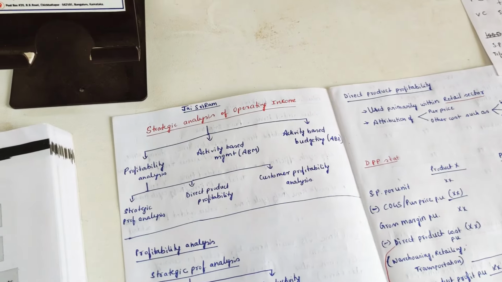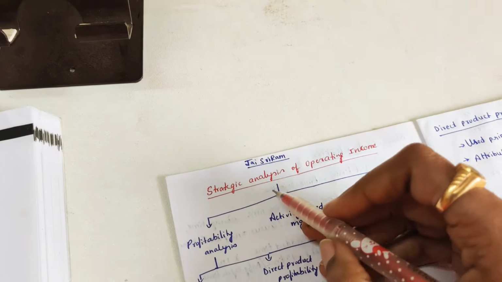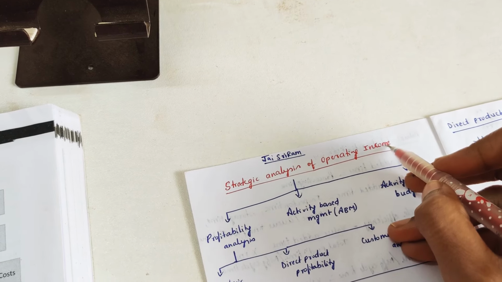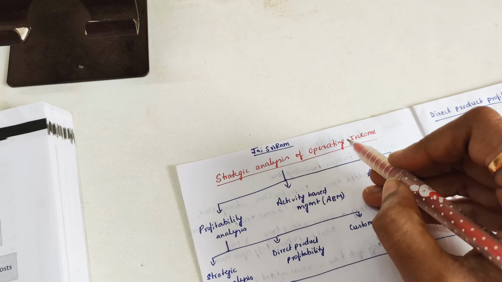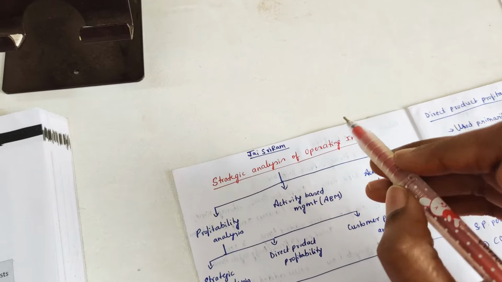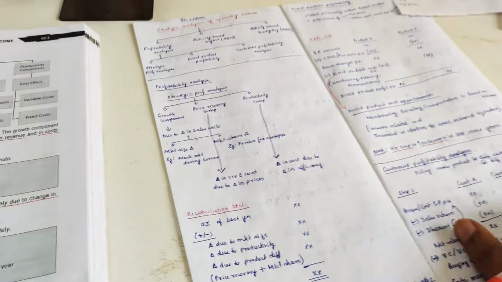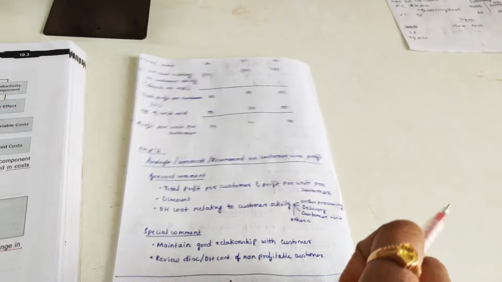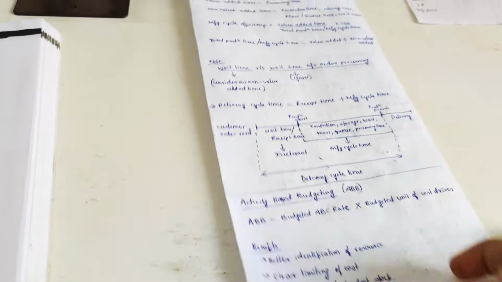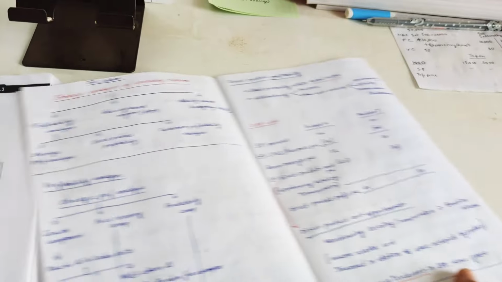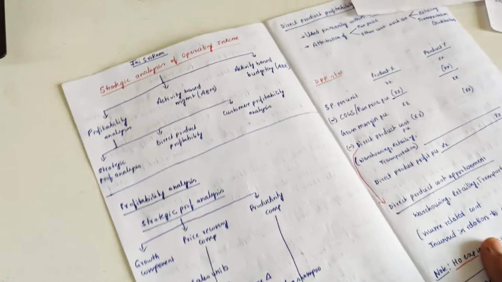Hi everyone, so today let's revise strategic analysis of operating income. This is one of the important chapters, a category B chapter in SCMP. So let's start. These are the only notes that I have. It's like 1, 2, 3 and the fourth side. It's very simple and let's just finish in 10 minutes.